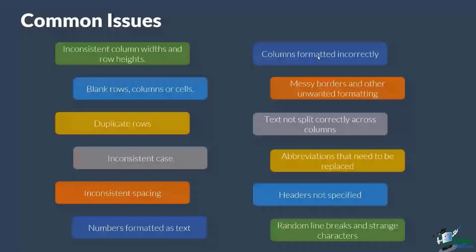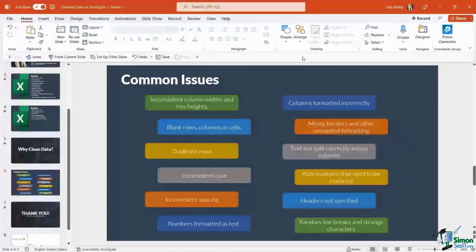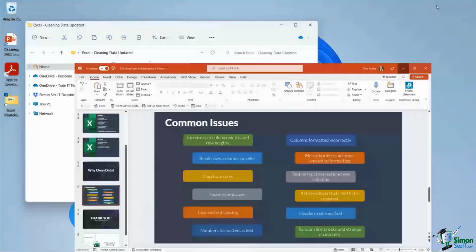So if we've got any strange characters that have come across or any random line breaks, we need to know how to deal with that as well. Now, these are just some of the issues that you might come across when you're downloading a data set. And these are the main ones that we're going to cover in the session today. So, enough of me talking, let's get into our first example.